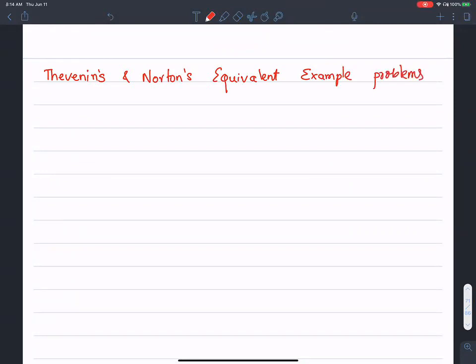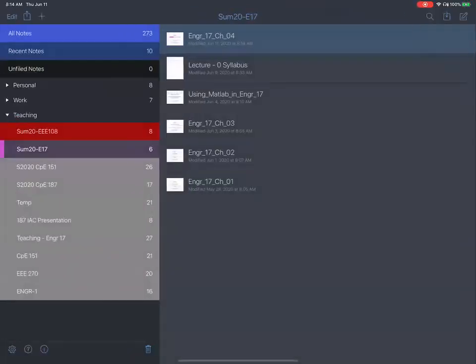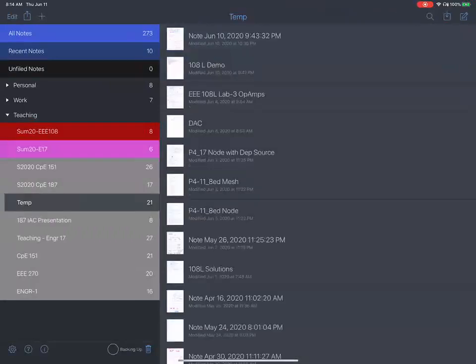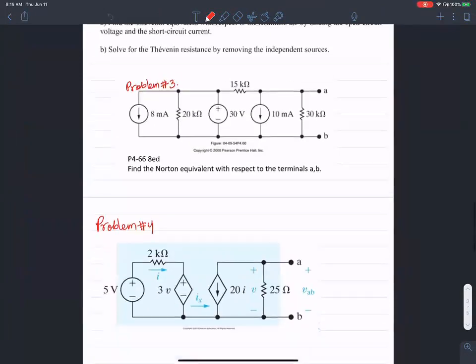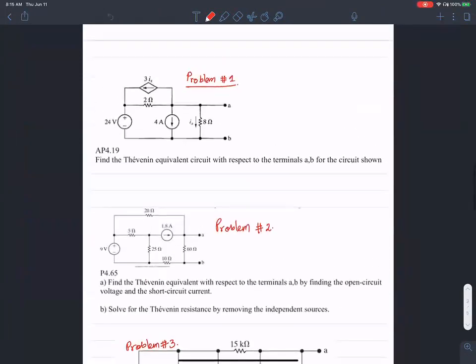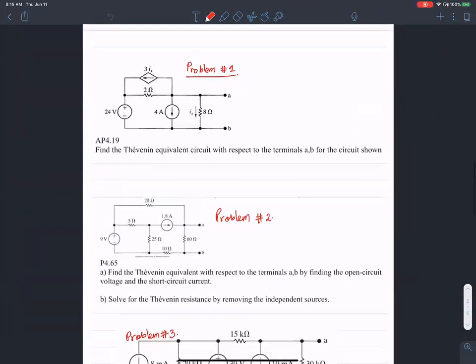Okay, let's look at some example problems. Let's start with an easy one here. I copied a few problems. I have actually 4 problems planned out here. So let's start with this guy.